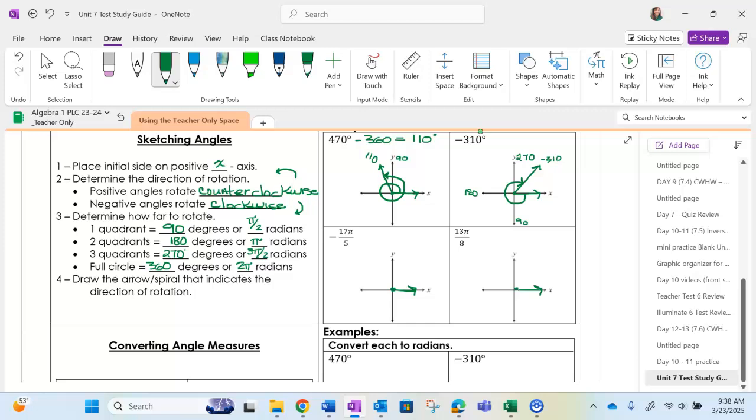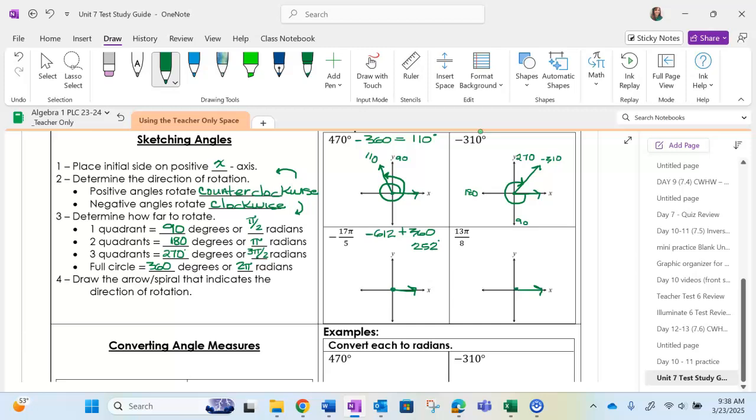All right, negative 17 pi over 5. You have a choice. You can figure out where it is on the unit circle, but I like to convert it to degrees. So this is negative 612 degrees. That is more than one time around. The only way to take it out is to do the opposite sign, so I'm going to add 360. That gives me 252. So I know I'm going all the way around once and 252 more degrees.